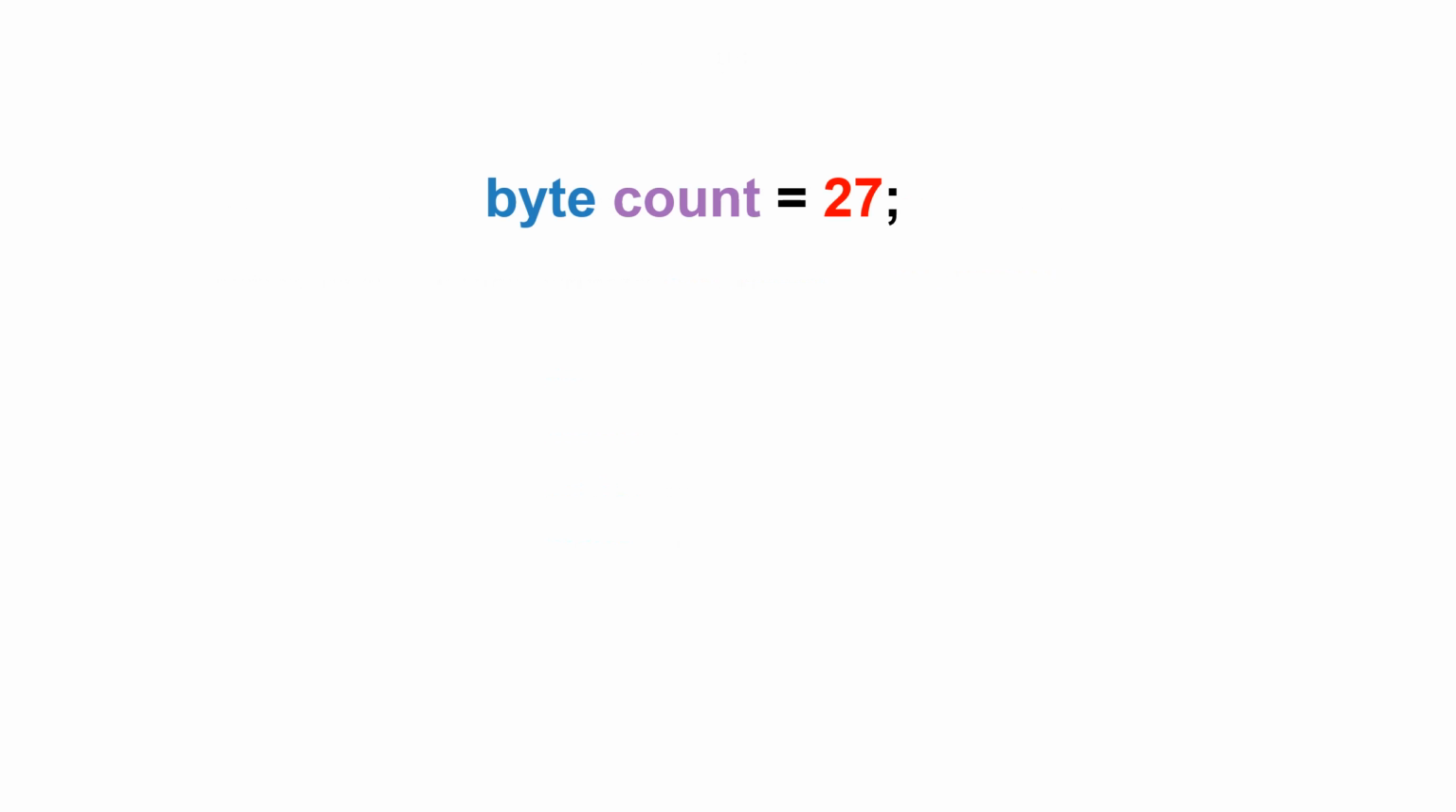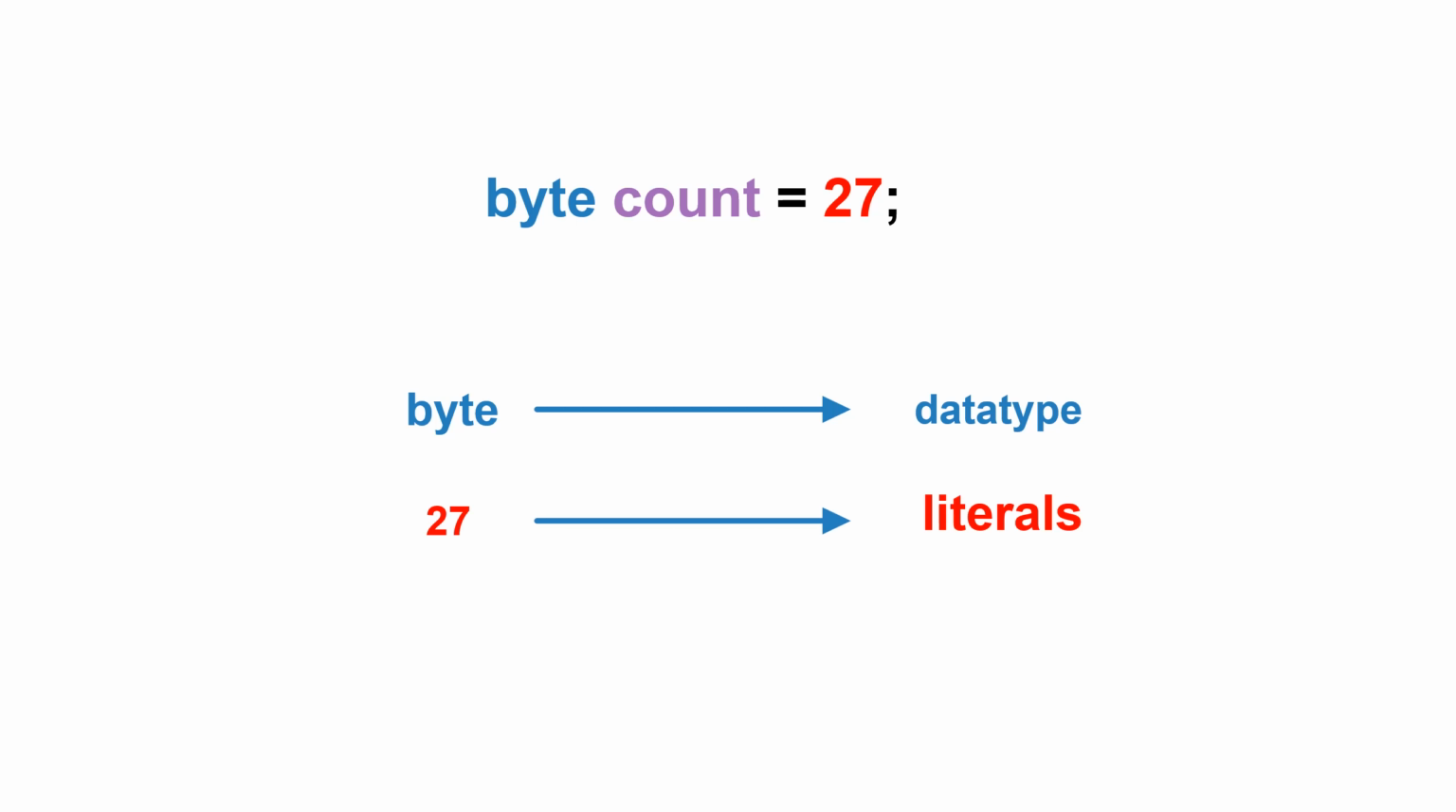Let's take a simple example, byte count equal to 27. So we all know byte represents the data type and 27 represents a literal of type integer, basically an integer literal. When it comes to count, which is an identifier, we can say it is an example of a variable name.